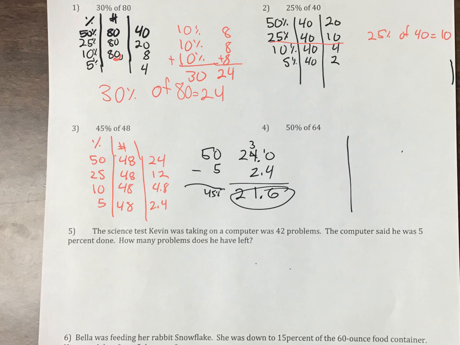Oh, this one's easy. Look at this one, 50%. We've been doing those. So we have our percent here. We have our number here. So 50% of 64. So let's take half of that, 32. Well, there's our answer. 50% of 64 equals 32.